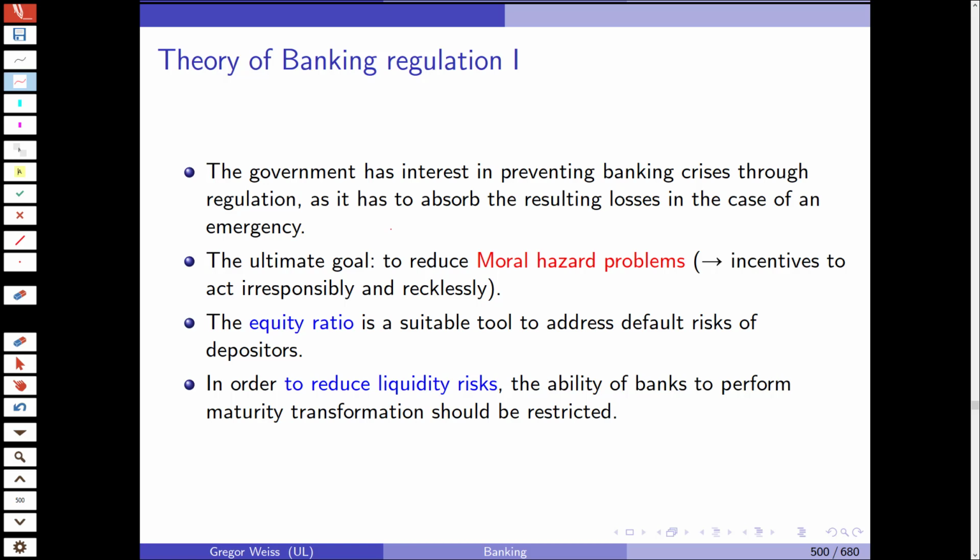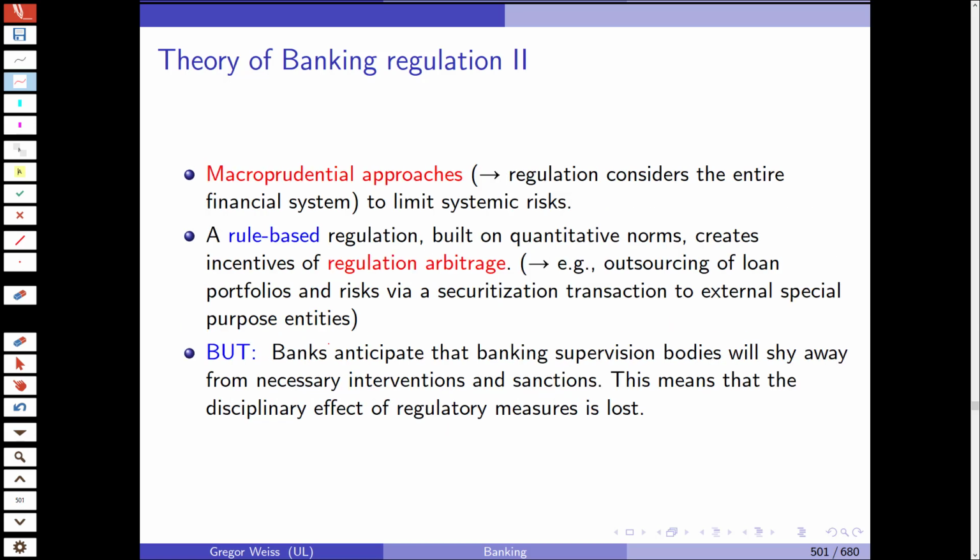Now we'll see that the equity ratio, or alternatively leverage ratio, is a suitable tool to address default risks of depositors. And regulators will also look to reduce liquidity risk. That is, the ability of banks to perform maturity transformation should not be restricted. And this is what bank regulators will try to do.